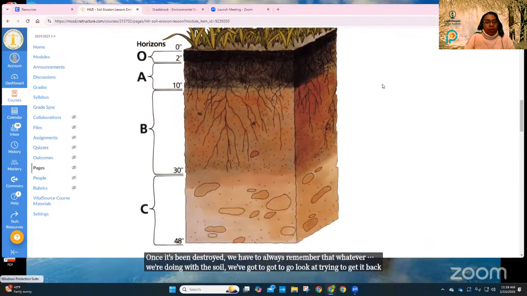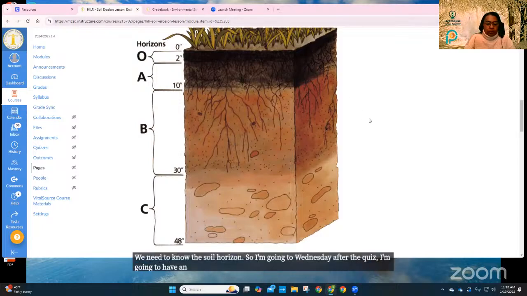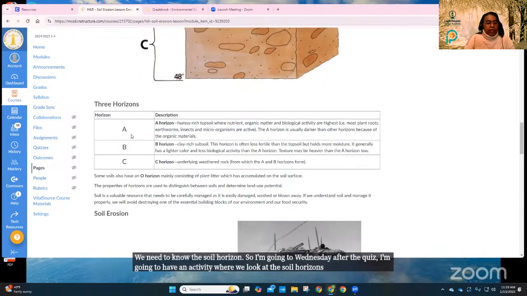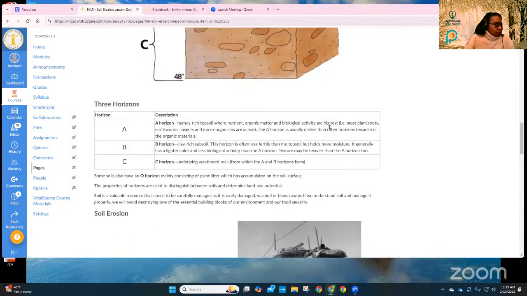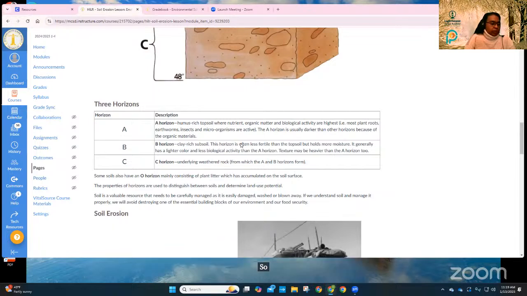All right, we need to know the soil horizon. So I'm going to, Wednesday after the quiz, have an activity where we look at the soil horizons and know what's in each soil, what's in each layer of the soil. So you need to know this.